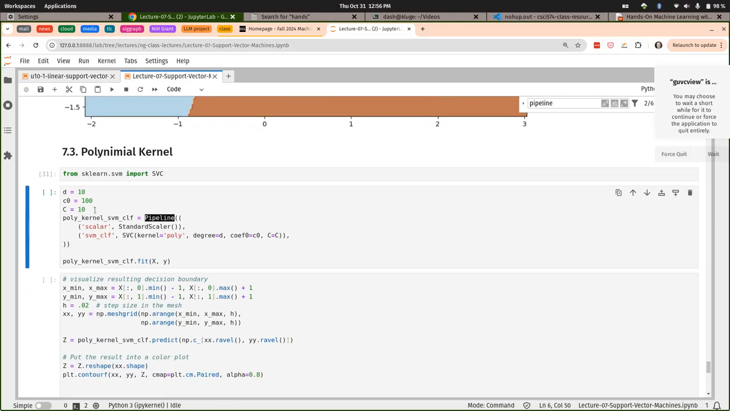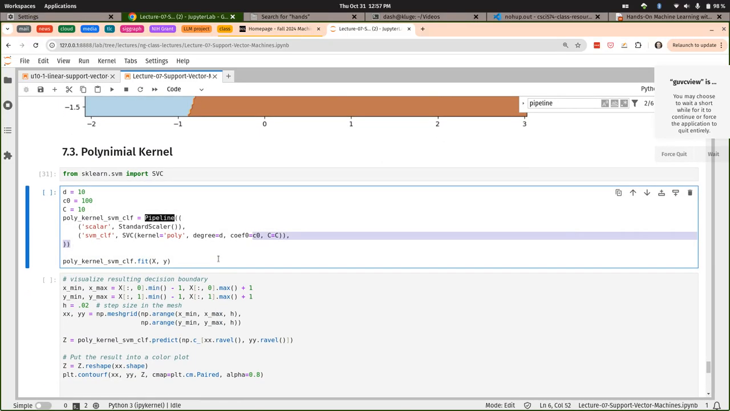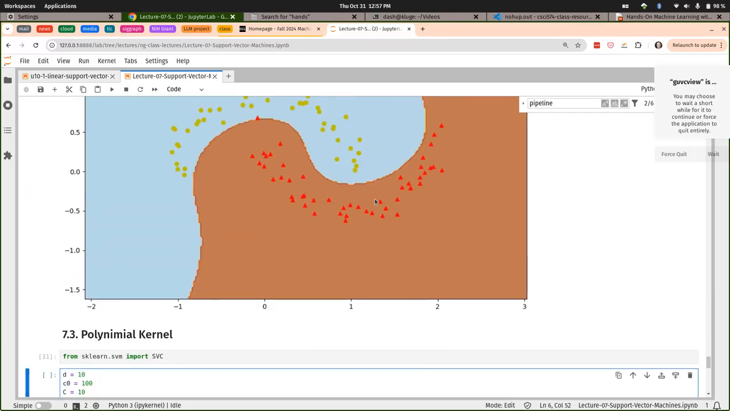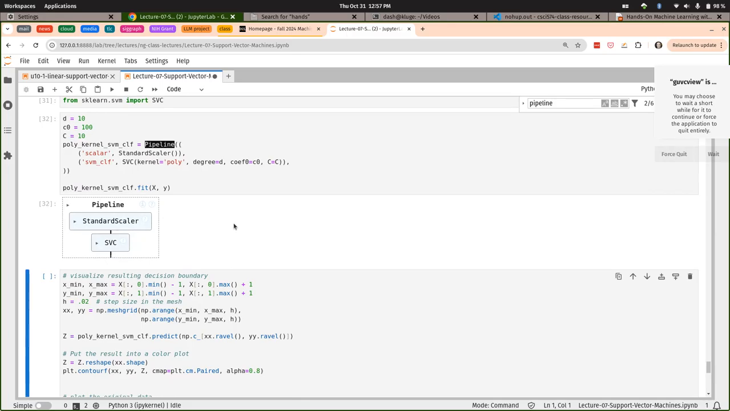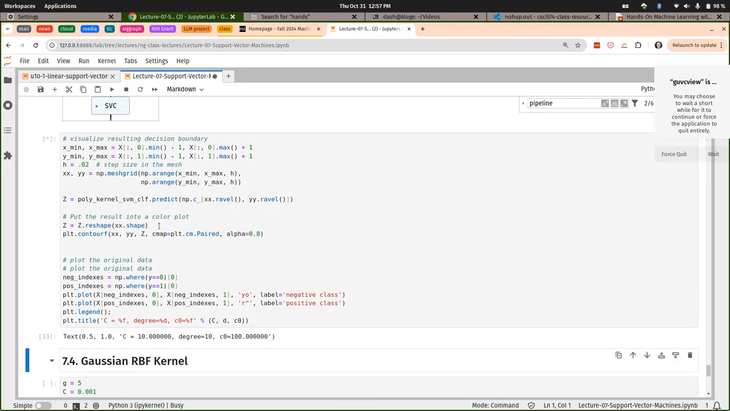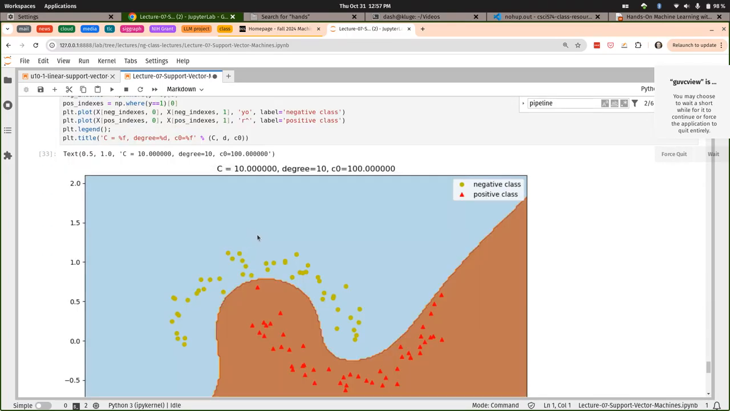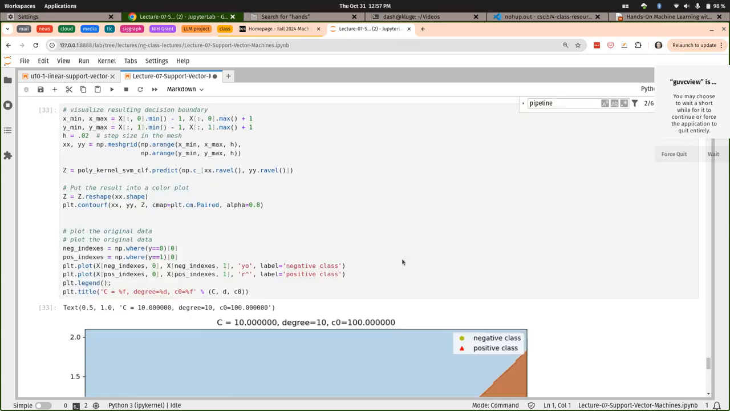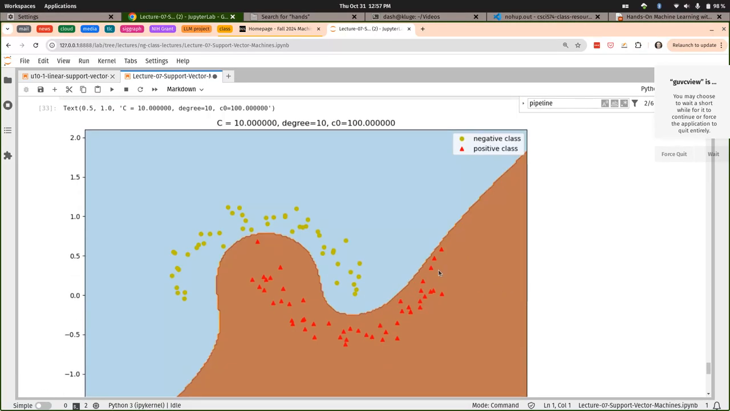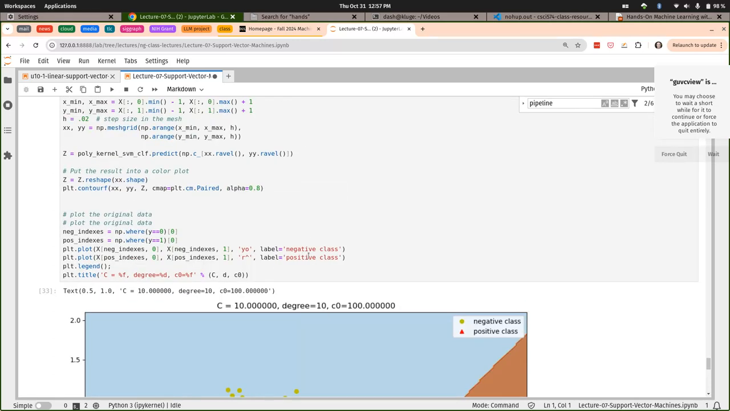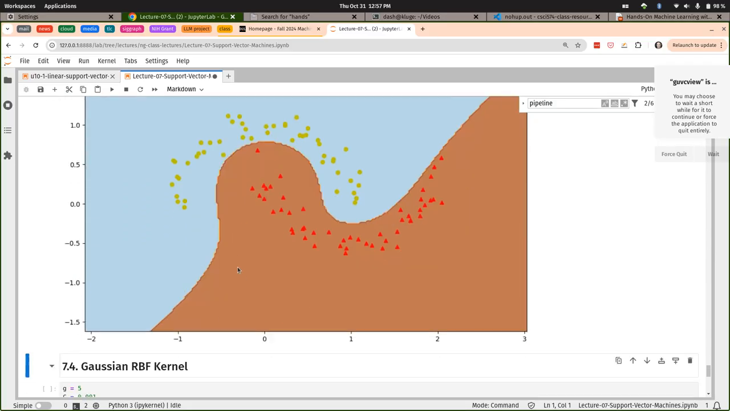if we use a C of 10, we should get something pretty close to what we just did here when we did it by hand, generating the polynomial features. Yeah, so it does look a bit different though. So we'd have to play around maybe with that coefficient zero or some other stuff to check it out.